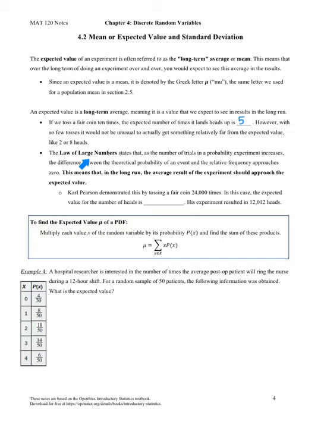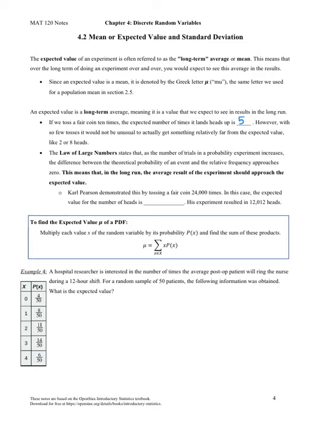Recall the law of large numbers that we learned about in chapter 1, which states as the number of trials in a probability experiment increases, we get closer and closer to the actual mean or expected value. Mean and expected value are the same thing.